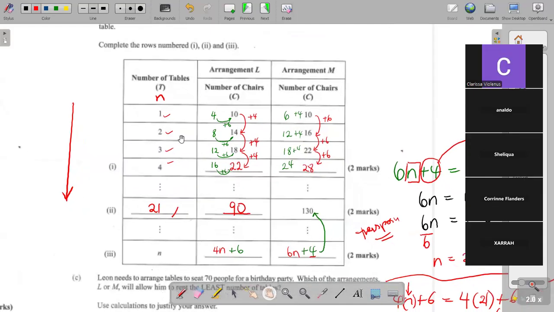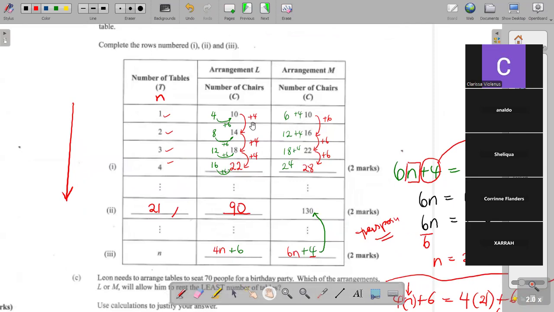So watch this. One table holds 10 people regardless. Two tables for arrangement L hold 14 and for M hold 16. Everybody realizing the pattern, one holding more than the other? If I have 4 tables, arrangement L is going to allow me to seat 22 people, because that's 22 chairs. You've got to learn how to make sense of the table. You realize this isn't told to you, you just have to use your common sense.